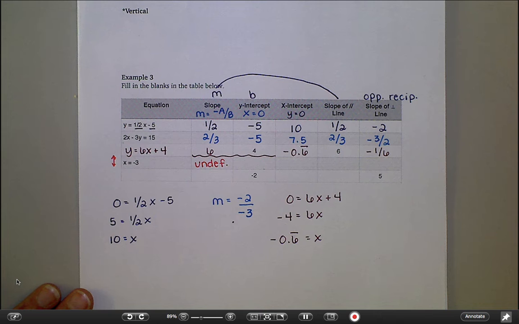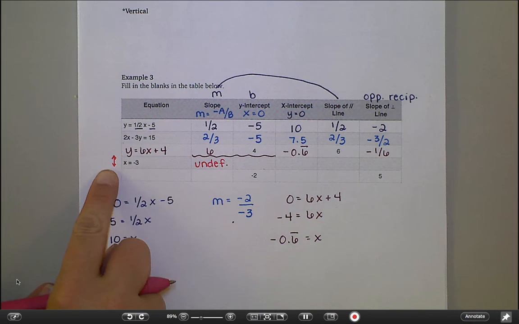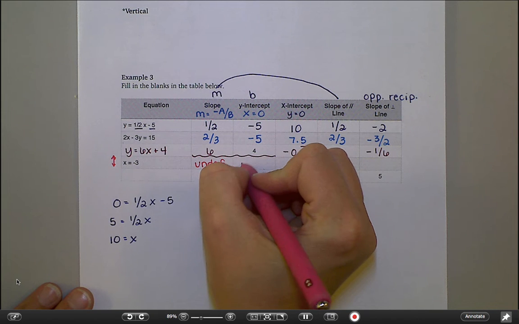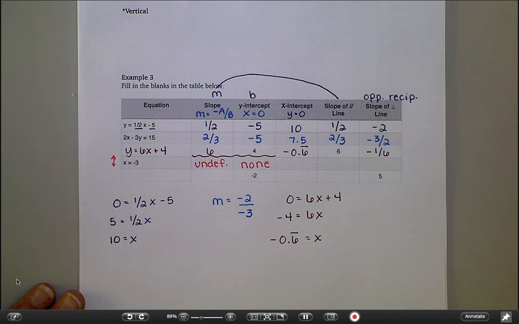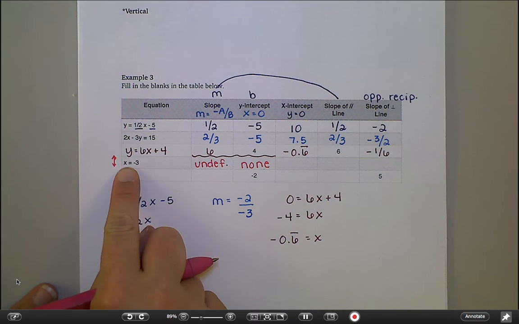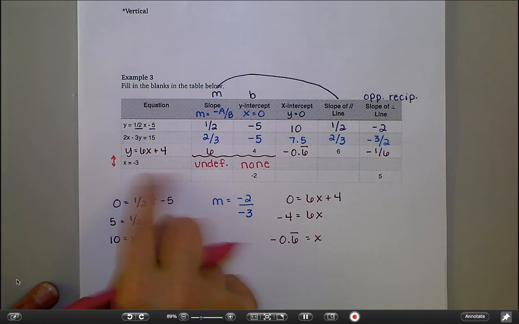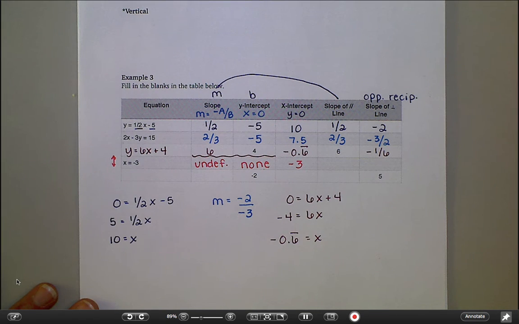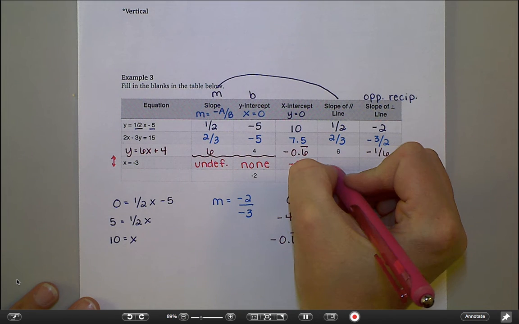My y-intercept, if this is a vertical line, is never going to cross the y-axis because it's going to be parallel to the y-axis. So my y-intercept is none. Not 0. You have to say none, or you can just draw a line through that box. If it's just an x equals equation, it has no y-intercept. The x-intercept would just be negative 3, because this would be a vertical line crossing through at x equals negative 3. My parallel slope would also be undefined.